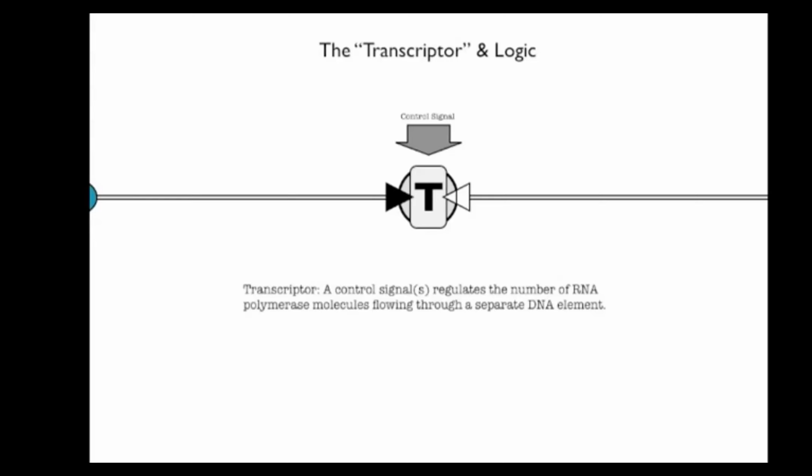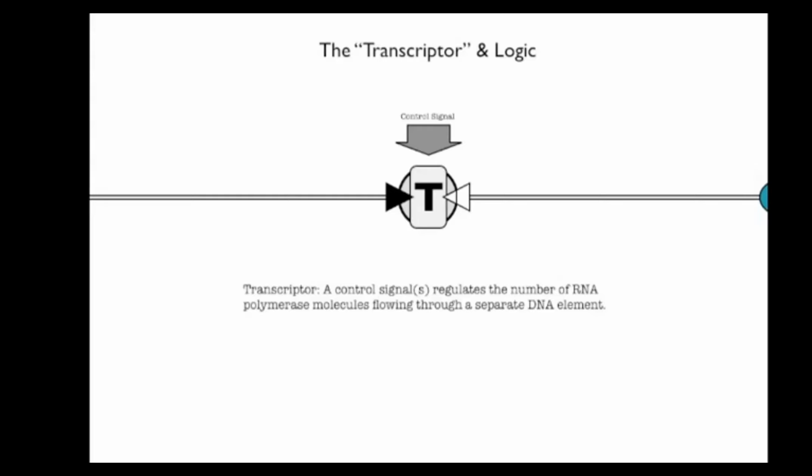So the T in the middle of a transcriptor is an asymmetric transcription terminator. It blocks the flow of RNA polymerase in one of two directions. So if we come in with a control signal and we flip the terminator, it's now backwards, the RNA polymerase can flow from left to right along the DNA. Flip the terminator back with another control signal, we block the flux or the current of transcription. So that's the transcriptor in a nutshell.